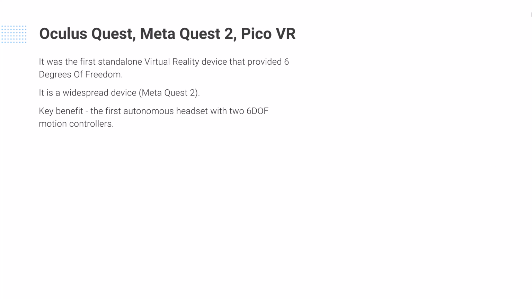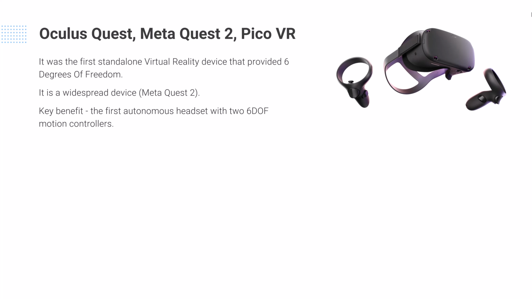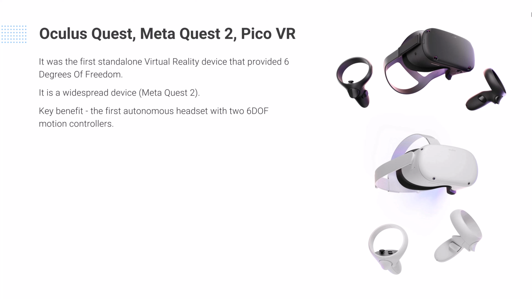Oculus Quest was the first standalone virtual reality device that provided 6 degrees of freedom as well as precise tracking of VR controllers. This feature, along with its affordable price, influenced the widespread use of this device. After Facebook acquired Oculus, the Reality Labs division of Facebook developed Oculus 2. Later, this product was rebranded as Meta Quest 2. Acquisition by Facebook further increased the prevalence of this device. This device supports 1832 by 1920 resolution per eye and up to 90 Hz refresh rate.